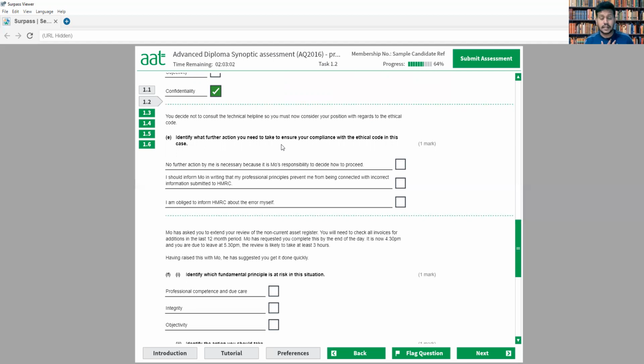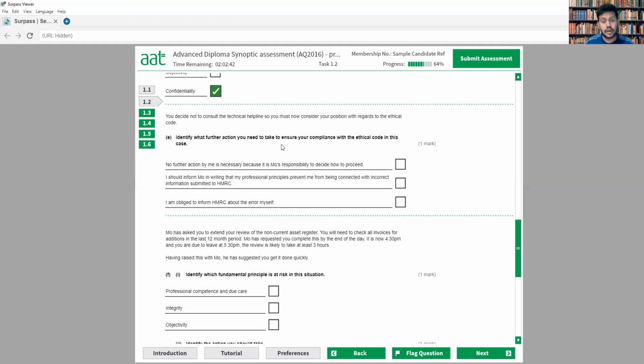Even if I'm the accountant and I know my client is not paying the right amount of tax or something, I can resign as an accountant or as an agent from the HMRC, but I will never give the reason to HMRC why I am resigning. Never do that. You are not allowed to give a reason to HMRC why you are resigning.